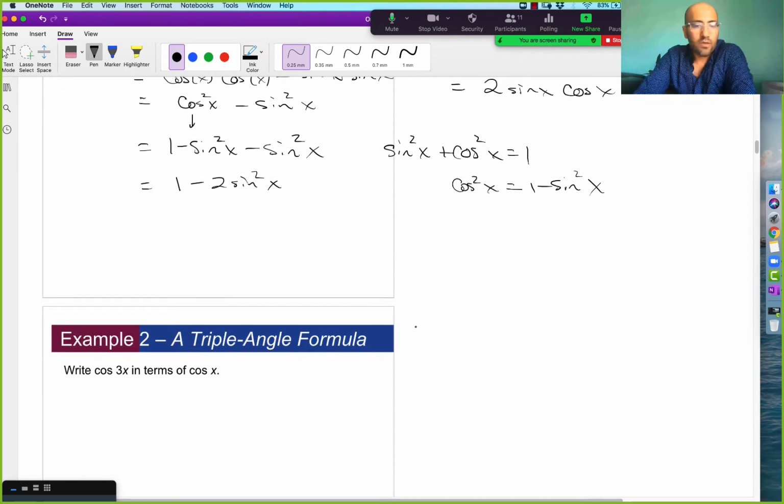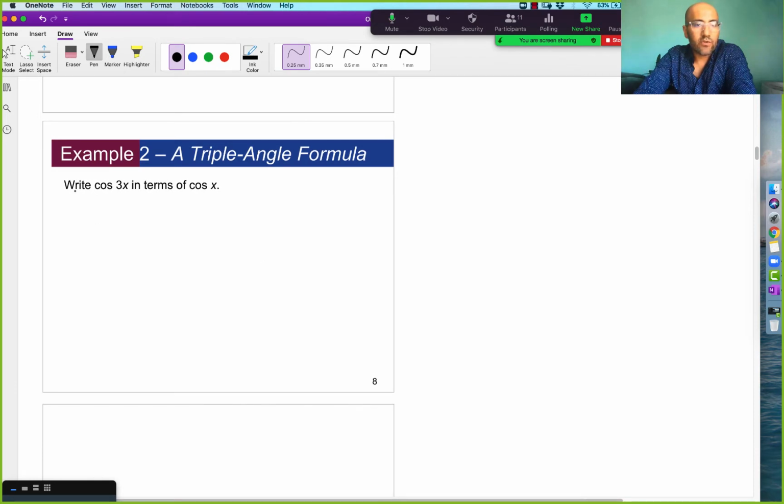Okay, so the types of questions you'll get look like this. Write cosine 3x in terms of cosine of x. Cosine 3x. Okay, so how about if we rewrite it this way? Cosine 3x, we can write it as cosine of 2x plus x. Right? That's 3x equals 2x plus x. So now treat this 2x as a little unit. And then we can use one of our identities to rewrite this any way we want.